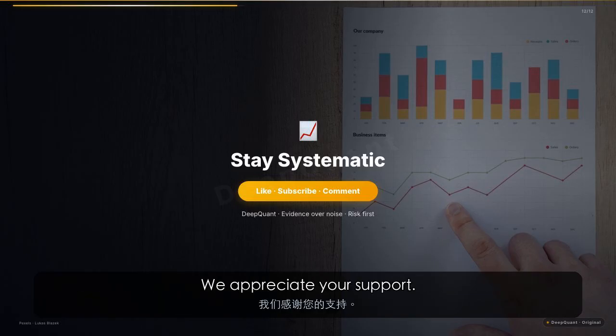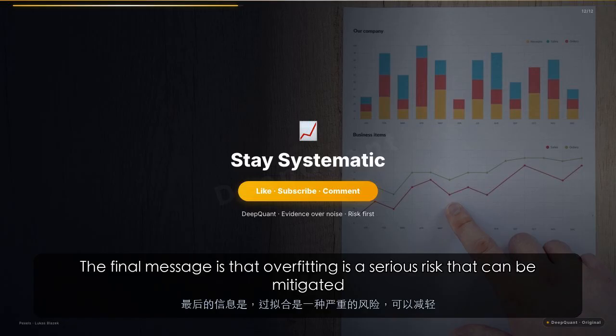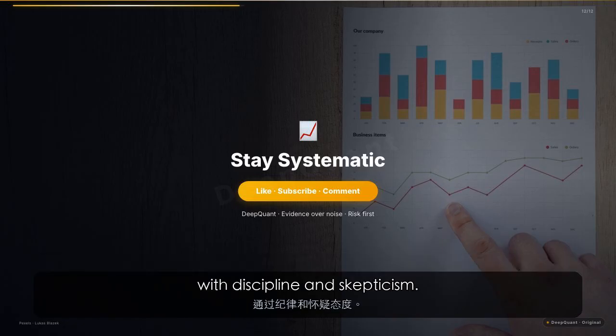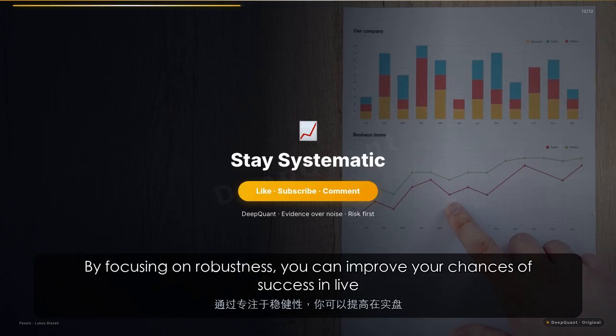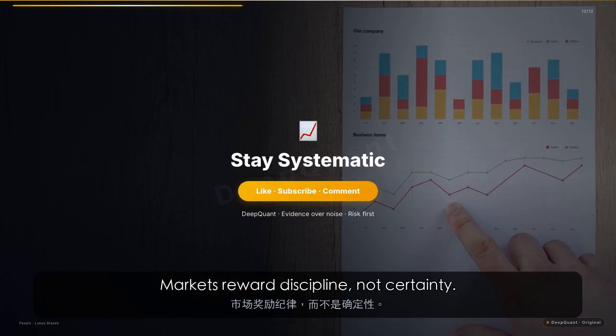The final message is that overfitting is a serious risk that can be mitigated with discipline and skepticism. By focusing on robustness, you can improve your chances of success in live trading. Markets reward discipline, not certainty.